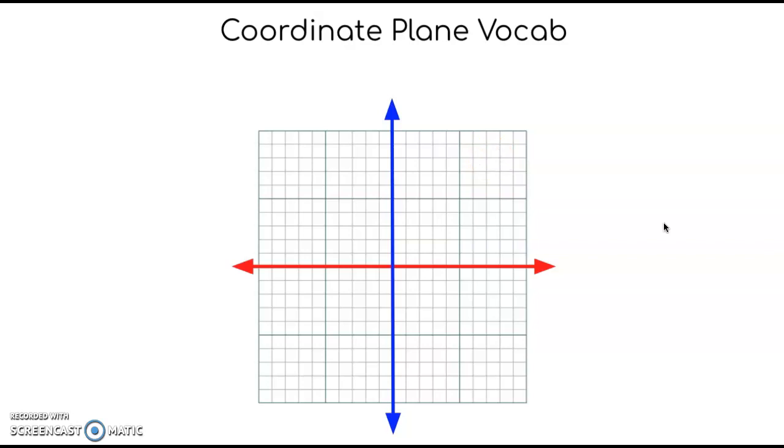Let's talk about coordinate plane vocab. So first we want to look at the x-axis, that's that red line, and then the y-axis is the blue line.